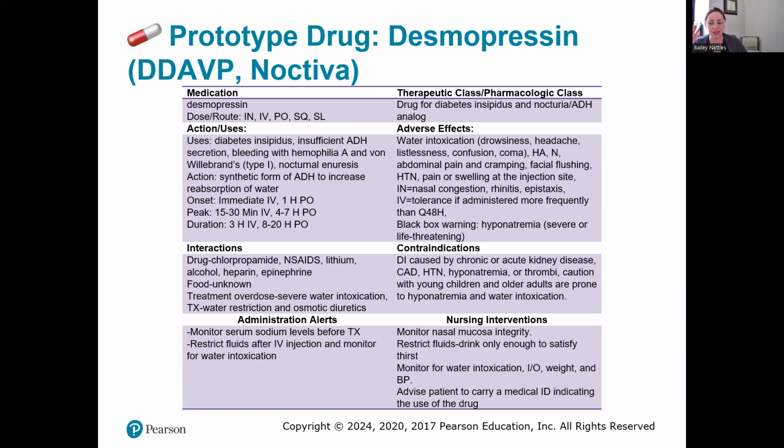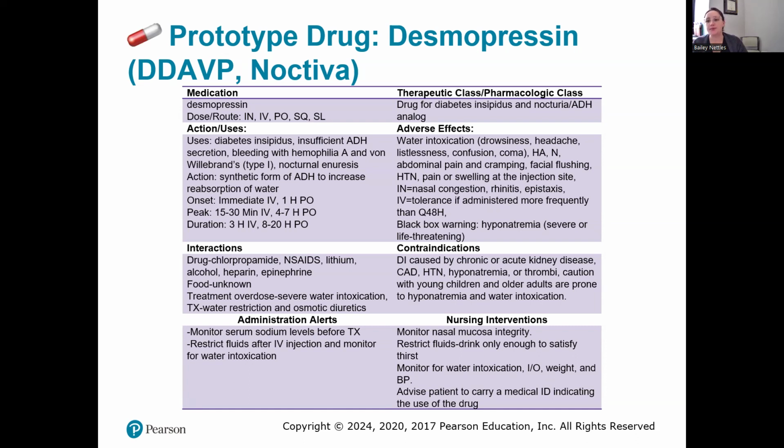Intranasal, you can have nasal congestion, rhinitis, you can have a nosebleed. Pretty standard with intranasal administrations. IV, you don't want to give it more frequently than every 48 hours, so every other day, because a tolerance can be acquired, and then it's not going to work. Then we have no other options, okay?